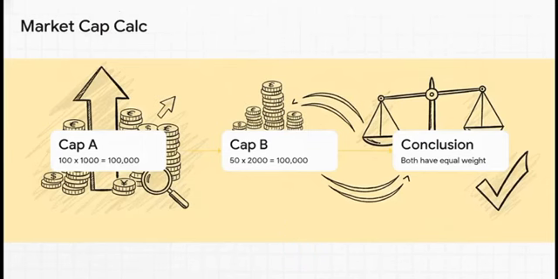Let's do the math. For stock A, 100 rupees times 1,000 shares equals a market cap of 100,000. For stock B, 50 rupees times 2,000 shares also equals a market cap of 100,000. Because both market caps equal exactly 100,000, they carry the exact same weight in the index. It completely neutralizes the difference in their share price. When you're sitting for the exam, do not let that 100 rupee versus 50 rupee price tag fool you.